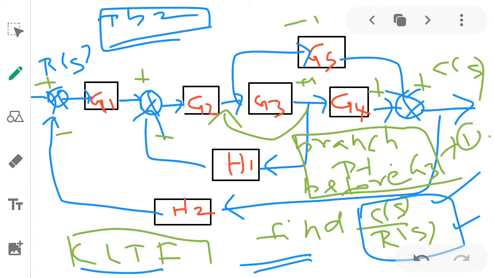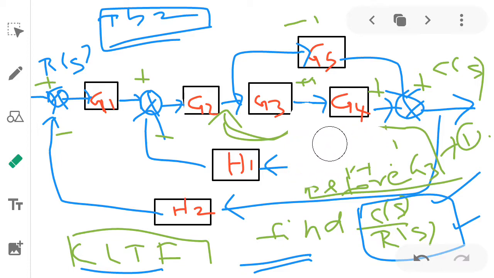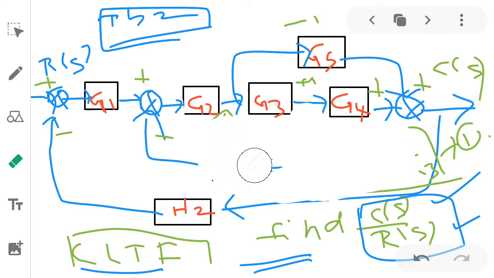You are going to move this branch point before the block G3. Let's do that now. So I am moving the branch point. Earlier there was H1. Now we have to add the transfer function block here. So this is the first step that we are applying.